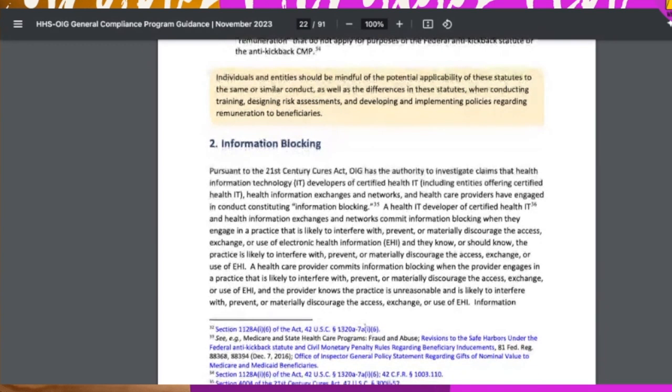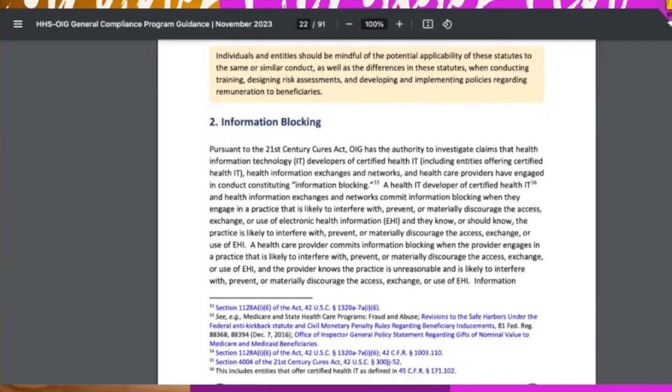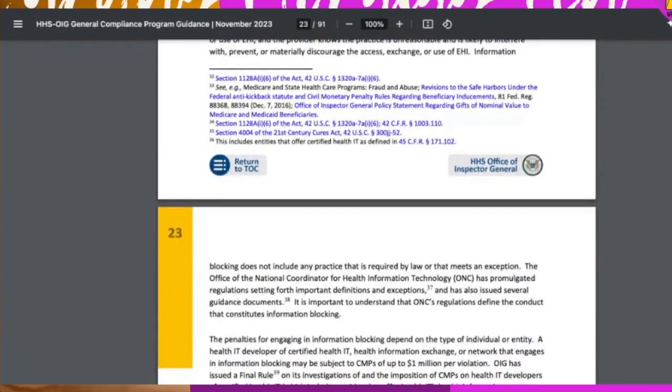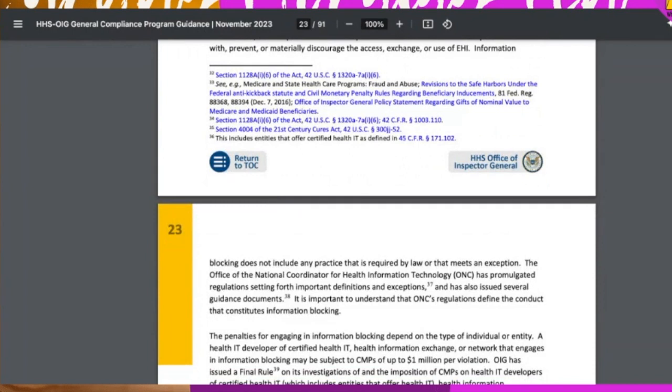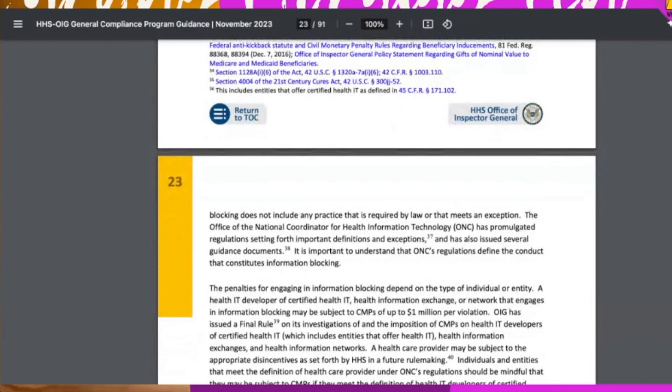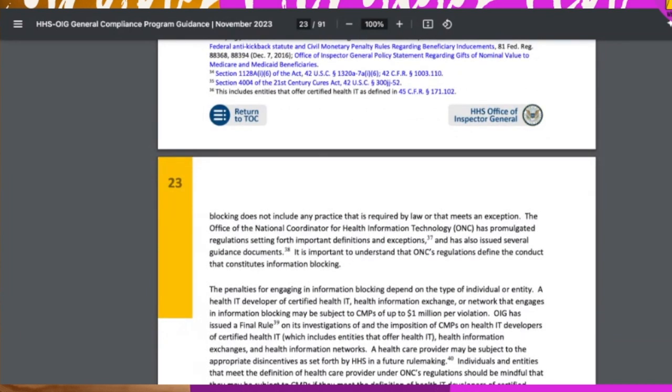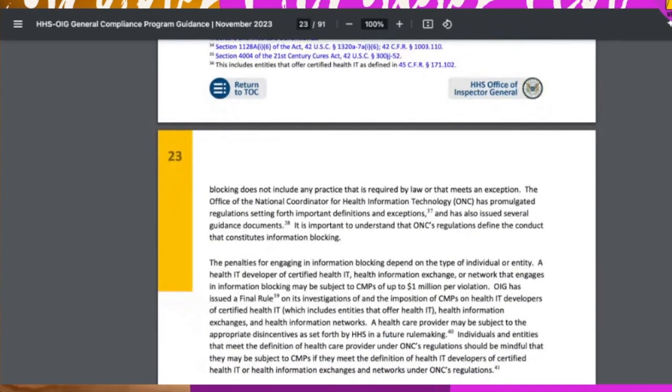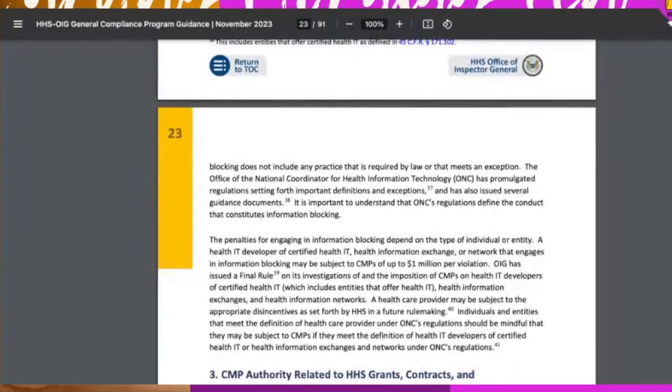A healthcare provider commits information blocking when the provider engages in a practice that is likely to interfere with, prevent, or materially discourage the access, exchange, or use of EHI, and the provider knows that the practice is unreasonable and is likely to interfere with, prevent, or materially discourage the access, exchange, or use of the EHI. So recently, the Office of the National Coordinator for Health Information Technology released some information. A health IT developer of certified health IT, health information exchange, or network that engages in information blocking may be subject to CMPs of up to $1 million per violation. This was the final rule that they've issued on this.